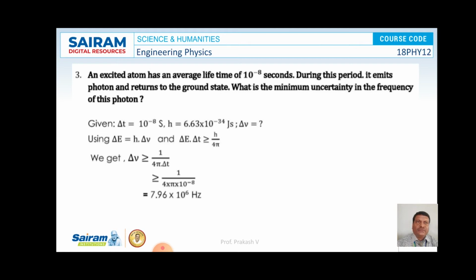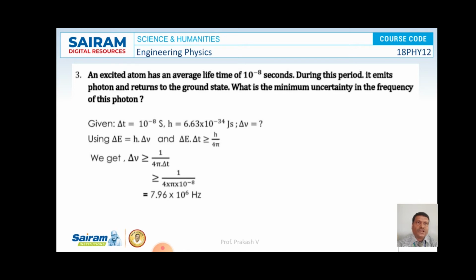An excited atom has an average lifetime of 10 to the power minus 8 seconds. During this period, it emits a photon and returns to the ground state. What is the minimum uncertainty in the frequency of this photon? So here we have to calculate the minimum uncertainty in the frequency of the photon. Given the value of uncertainty in time, that is delta t is equal to 10 to the power minus 8 seconds, and h is equal to 6.63 into 10 to the power minus 34 joule second.